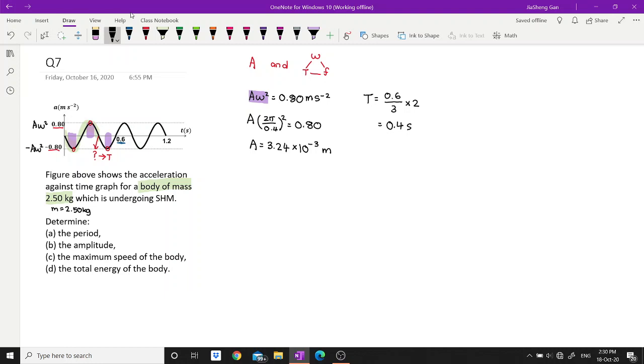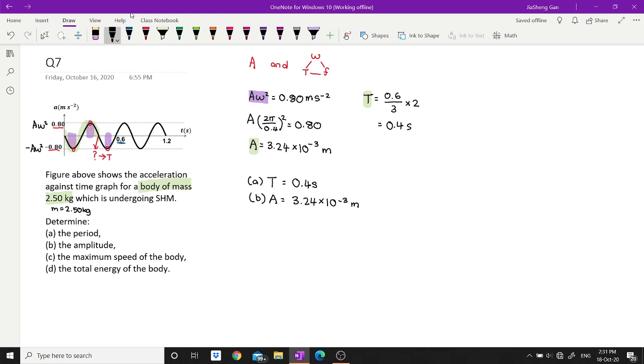So for question A, determine the period. Oops, seems like we've already done it. Here it is just 0.4 second. B, the amplitude. Oops, again we have done it as well: 3.24 times 10 to the power of negative 3 meter. See, by understanding our graph in detail, and being able to extract all the important information from the graph, in this case our amplitude and period, all the questions will become quite straightforward afterwards.